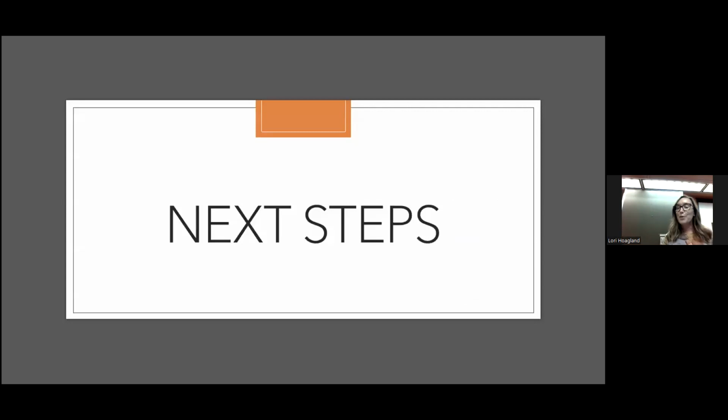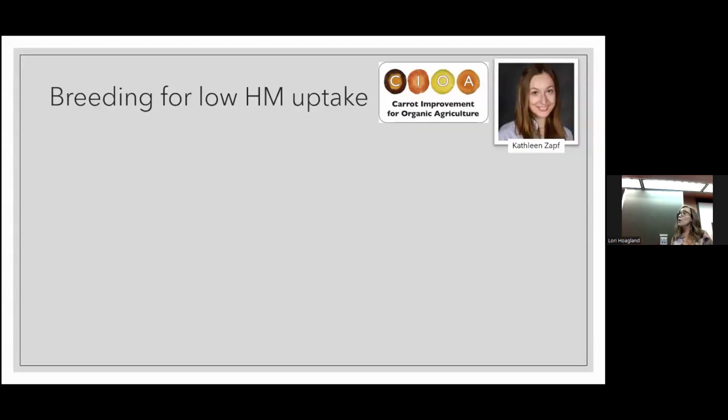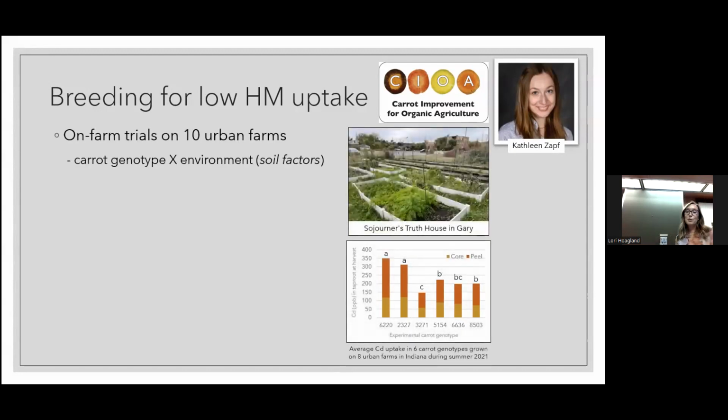So next steps, where are we going? We want to keep moving forward in our research. So one, we want to keep collaborating with our breeder colleagues to develop varieties that have lower heavy metal uptake. And I have a wonderful new graduate student, Kathleen Sapp, who's carrying forward some of our work associated with the Carrot Improvement for Organic Agriculture project. As a part of that, she's doing trials across the state on 10 urban farms.